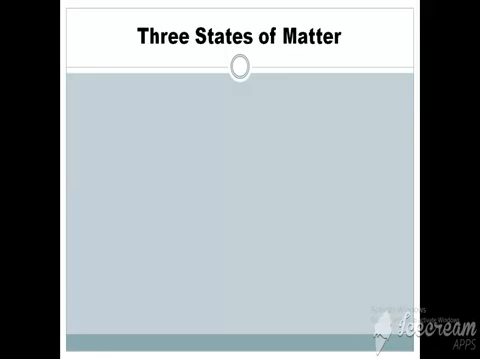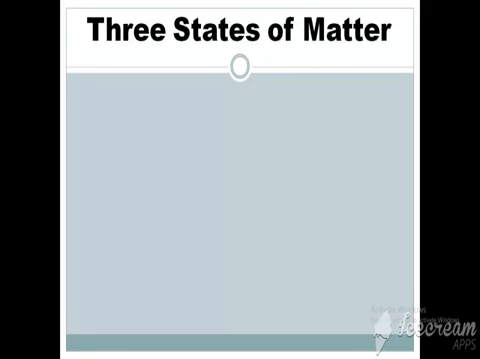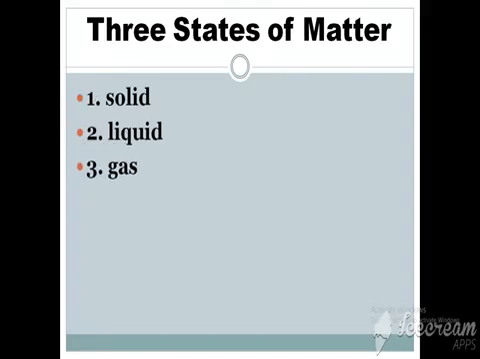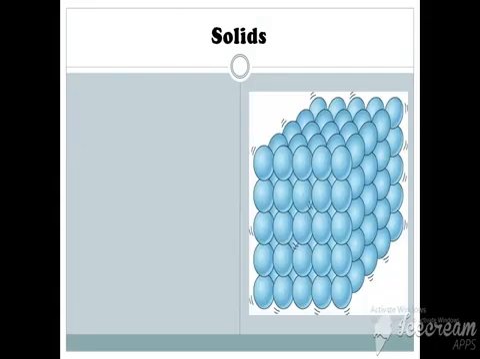Okay, number one, we have solid, very good. What else? Liquid and a gas. Now, these three familiar states of matter are classified based on the arrangement and based on the distance of its particles. Now, let's study about solid.